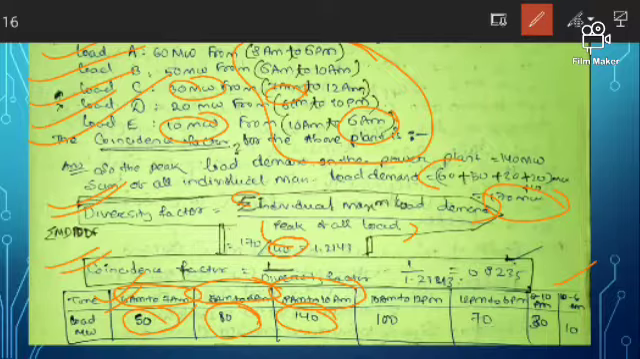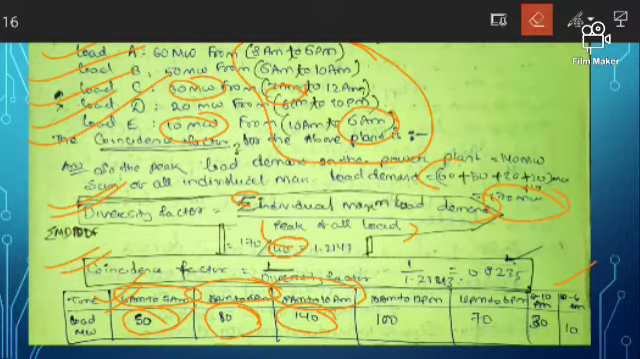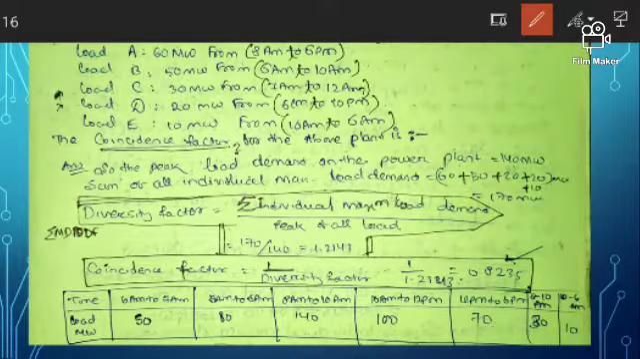So here the maximum or peak point is 140 megawatt. So we put 140 megawatt as our peak of the load. After calculating, the diversity factor will be 1.2143. Now put the diversity factor in the coincidence factor formula, that is 1 divided by 1.2143, which is equal to 0.8235. So this is your answer.